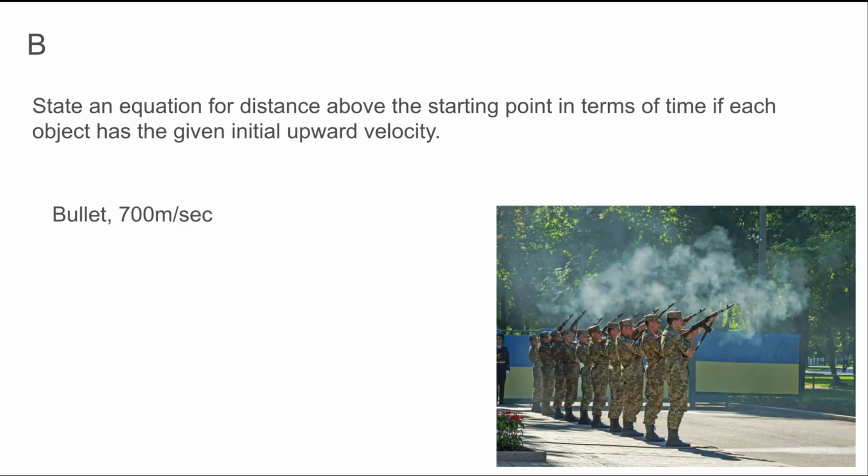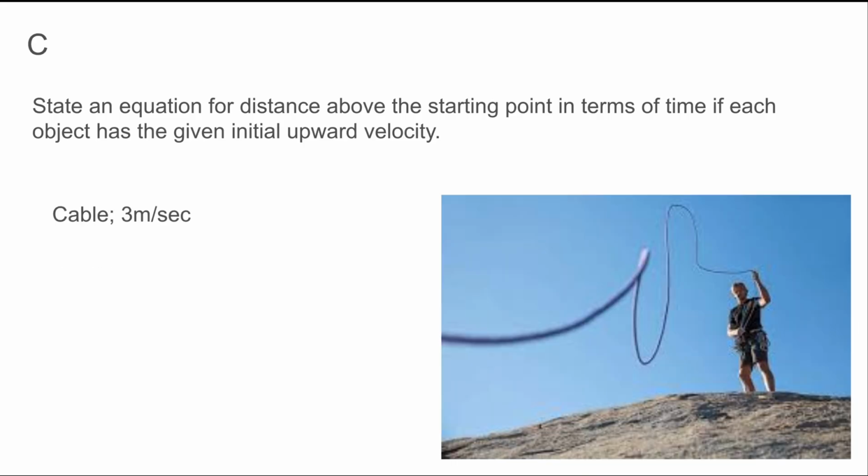Let's practice doing this. If someone shoots a bullet up into the air, and let's say a ceremony, a soldier does this. Well, the bullet would be going 700 meters per second, so it's 700t - 5t² is the distance. Okay, what if someone's throwing a cable or a rope up into the air? It would go up 3 meters per second, and so this is our formula. 3t - 5t². So that 5t² stays the same and the t minus stays the same. We only are changing the constant in front of t.